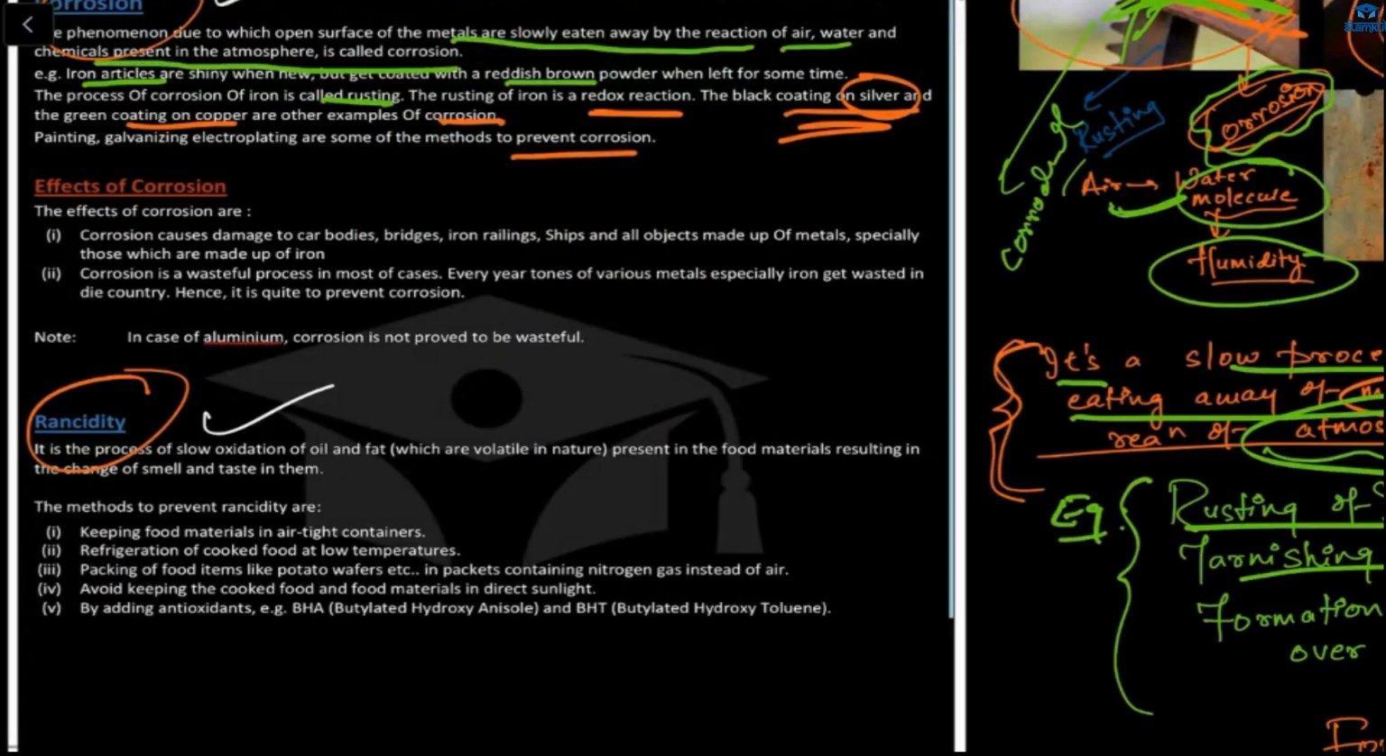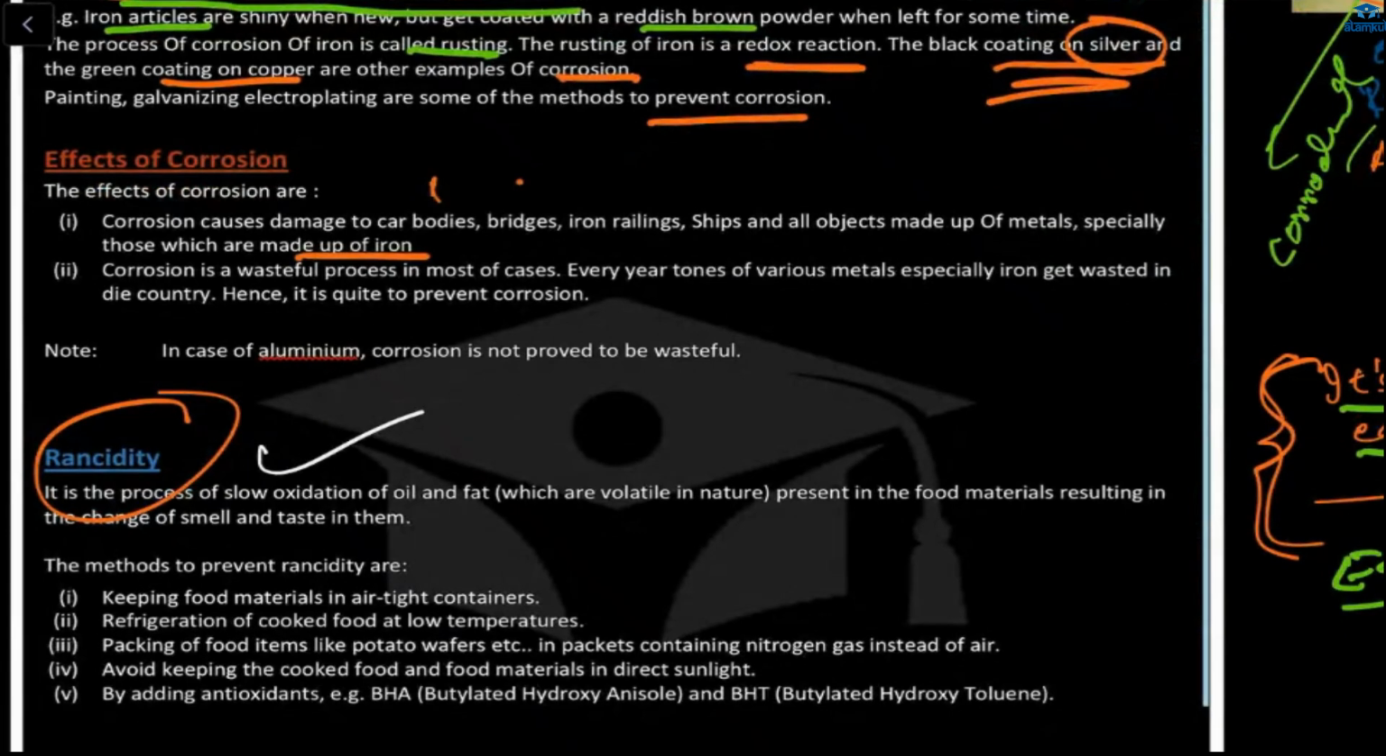Okay, and what are the effects of corrosion? Corrosion can damage car bodies, bridges, iron railings, ships, and all objects made of metals, especially those made of iron. Corrosion is a wasteful process in most cases. Every year, tons of various metals, especially iron, get wasted in our country because of corrosion.